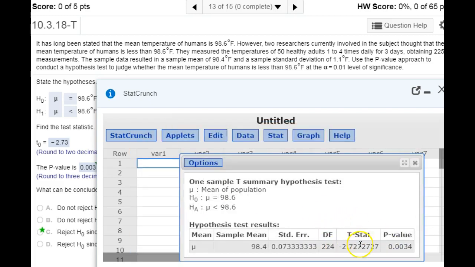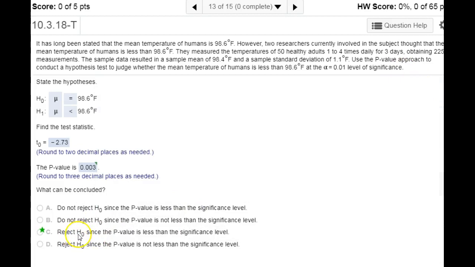And so when we hit compute, we get our t statistic, and we also get the p-value. And we're going to use that p-value to test our null hypothesis. If it is less than alpha, we will reject the null hypothesis. And this is actually less than 0.01. So since it's less than alpha, we will reject our null hypothesis and accept the alternative that the mean temperature is actually less than 98.6.